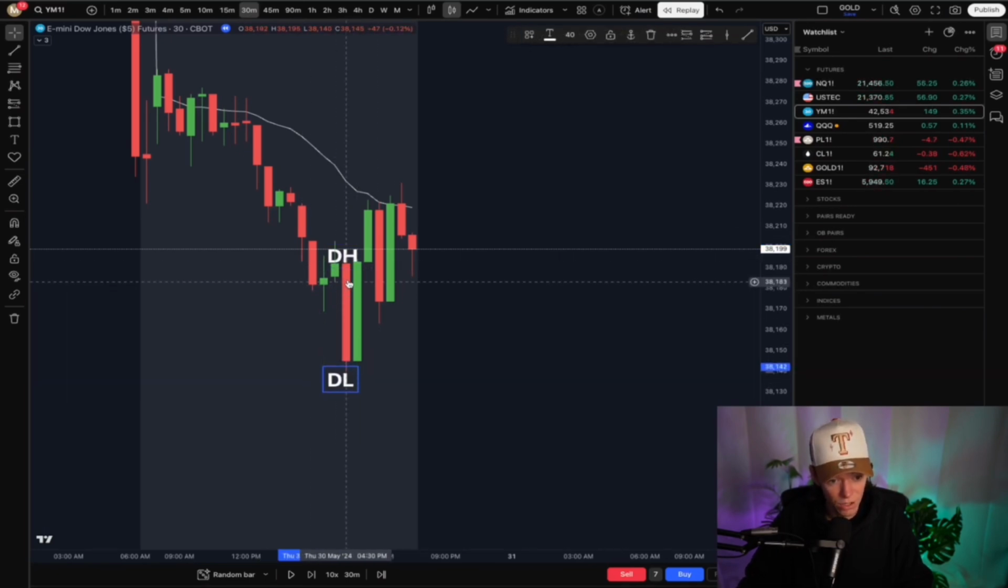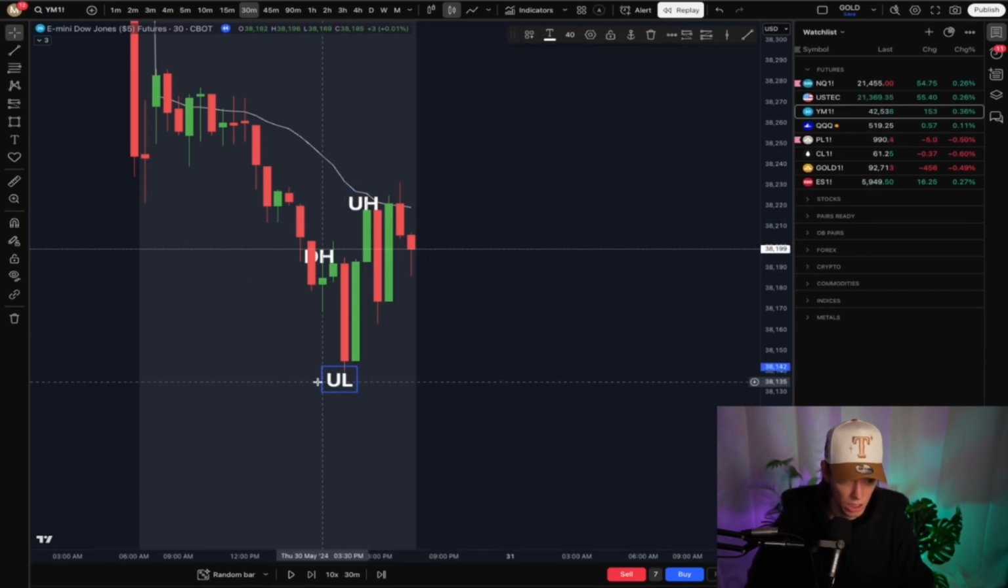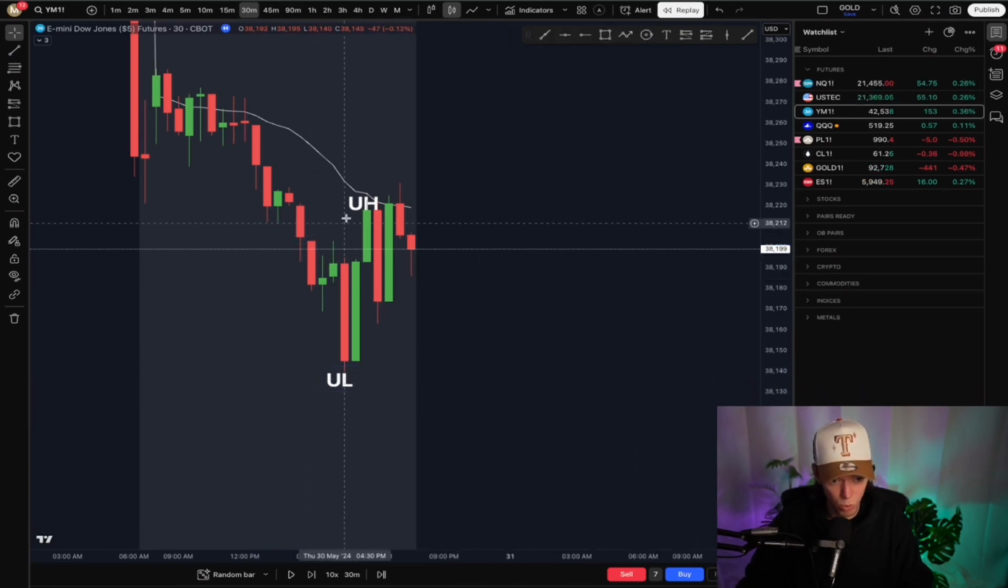But then what happens? We get a candle closure above. So now we're actually changing to an uptrend. So now we have an uptrend high right there. We're going to find our previous low. This now becomes our uptrend low. So now we're in an uptrend now.